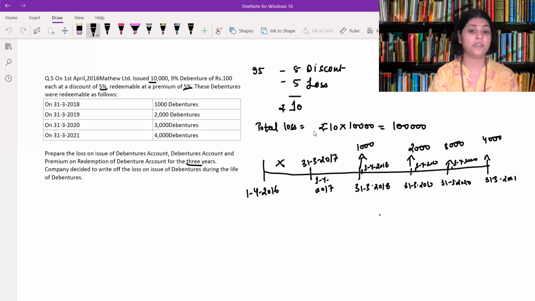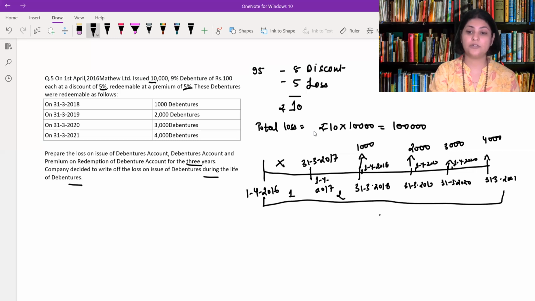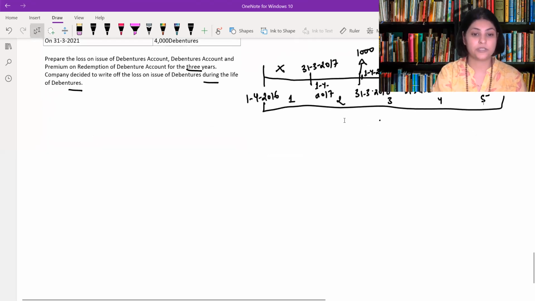Company decided to write off loss on issue of debenture during the life of debenture. So during the life of debenture means right from here till here they are going to write off. This is your year 1, this is your year 2, this is your year 3, this is year 4, and this is year 5. So in 5 equal installments, the company will write off loss on issue of debenture. Sorry, I should not say equal installment because that we will have to find out. So let us start doing the calculations first of all.